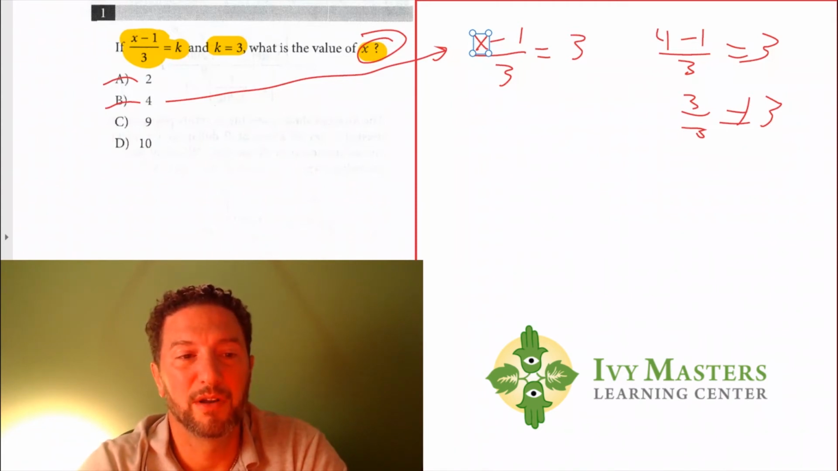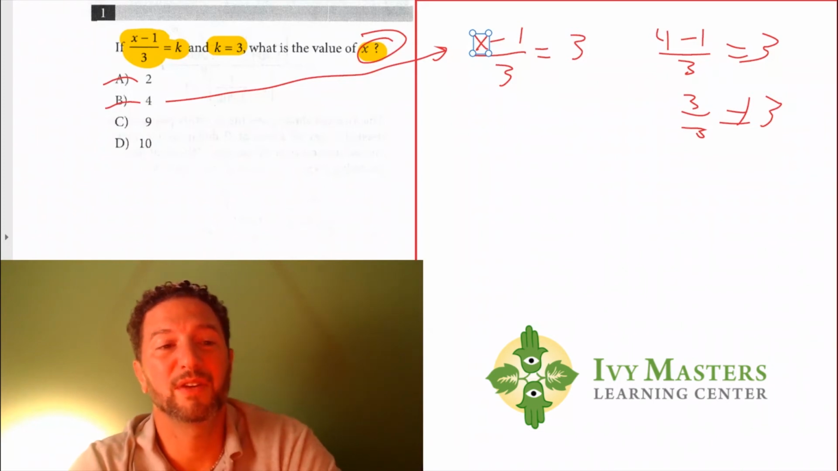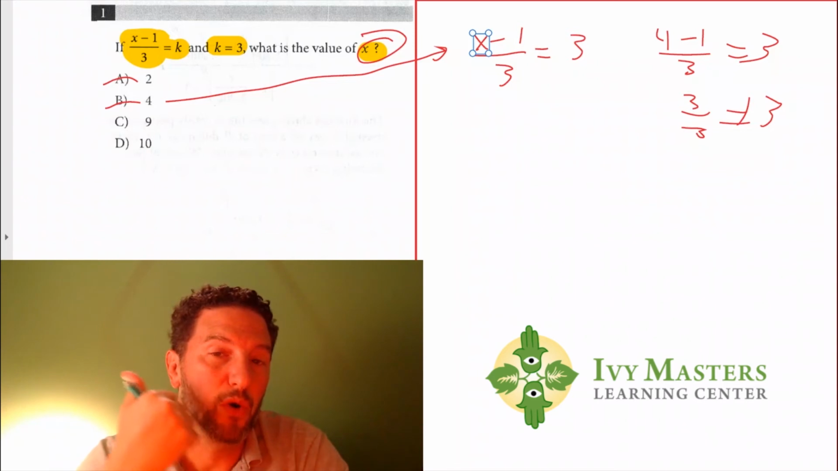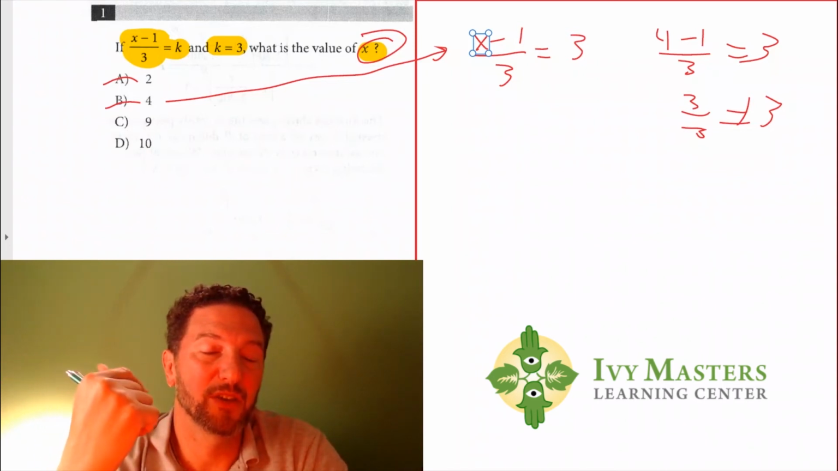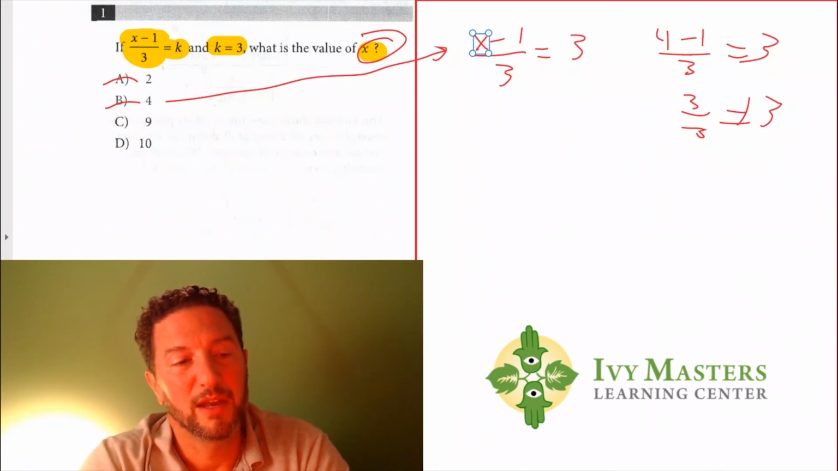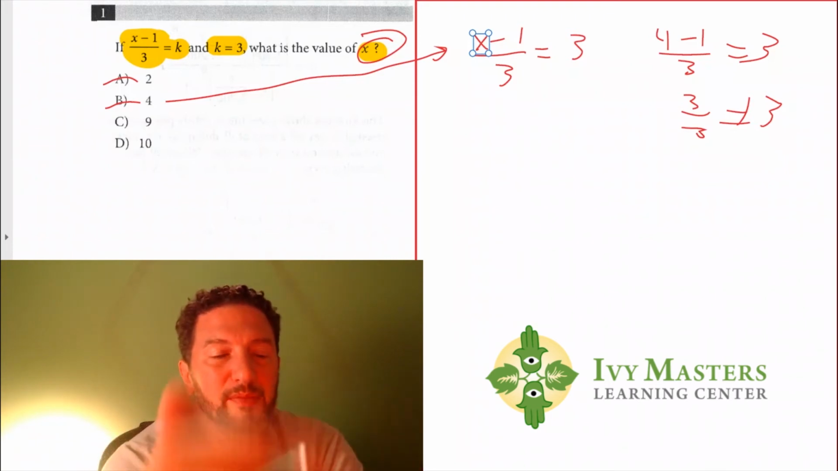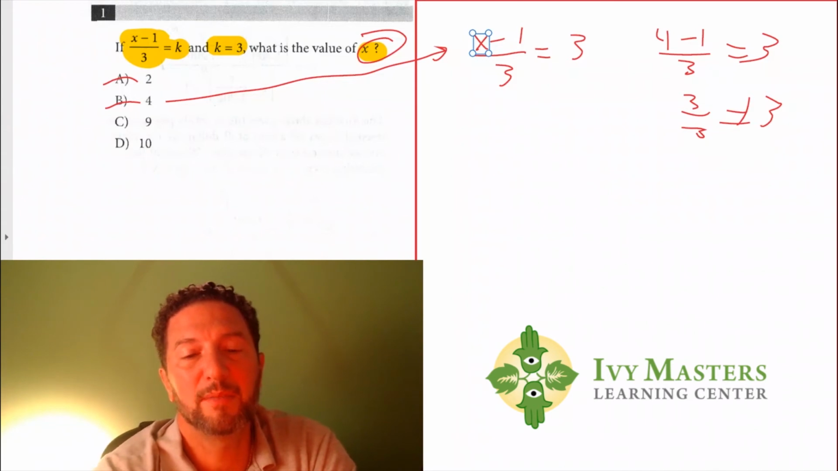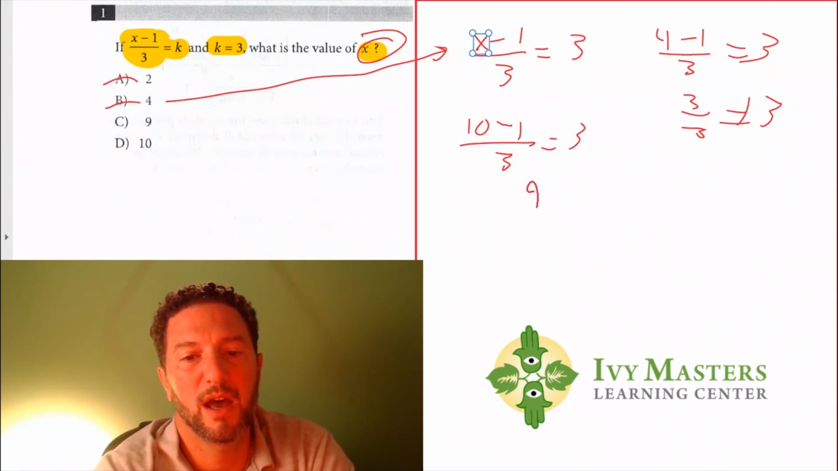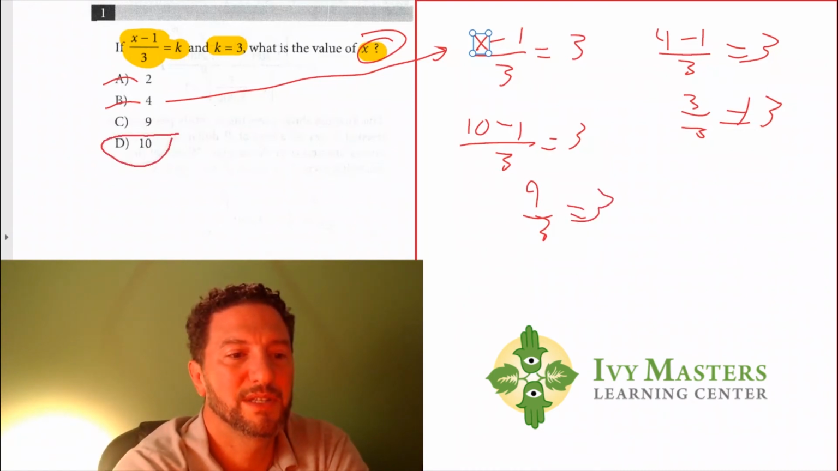Not only that, but I had a 50-50 chance of only having to test out answer choice B. Because B could have been right, or it could have been too big, in which case I know the answer is A. But now we have to test out either C or D. Now if I throw my C in, 9 minus 1 is 8. 8 over 3 is not a whole number, and you might notice that. But (10 minus 1) over 3 equals 3. You get 9 over 3. It does equal 3. So your correct answer is D, 10.